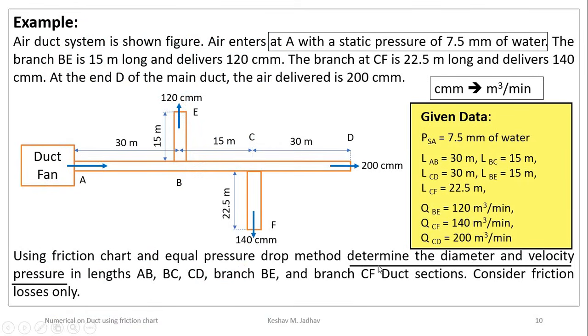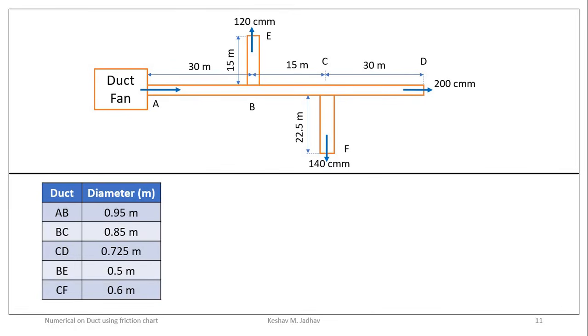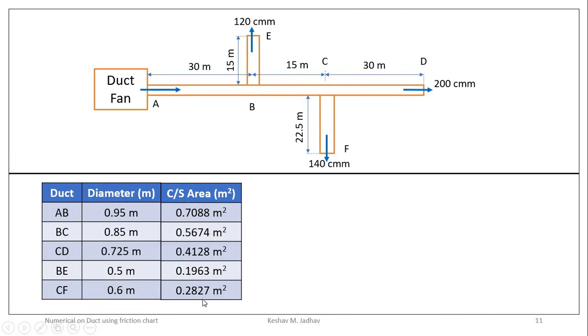Now in the numerical it is asked to determine diameter and velocity pressure. So we have calculated diameters. Now we have to calculate velocity pressure. So to calculate velocity pressure, first we will prepare a table. In this table, the first column is duct sections, second is diameter of the duct in meter, and third column is cross section area of the duct. Cross section area A is equal to pi by 4 d square, where d is the diameter of the duct. So for each section of the duct we can calculate cross section area.